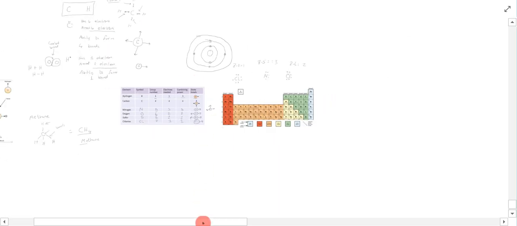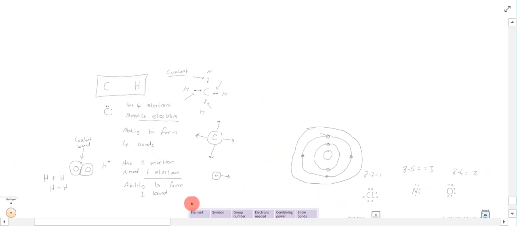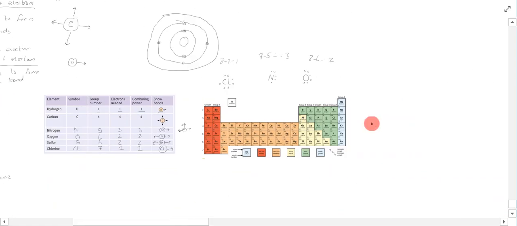So all we really spoke about there was the combining power when you're combining non-metals. Remember, non-metals are these guys that are in green on the periodic table. So you're looking at what way will they combine. You look at how many electrons they need in their outer shell to have a full outer shell, and that's an indication of how many bonds it can actually form. So if we take carbon, for example, it has 4 electrons in its outer shell. So therefore it has the potential to bond up to 4 times. It can form 4 other bonds.